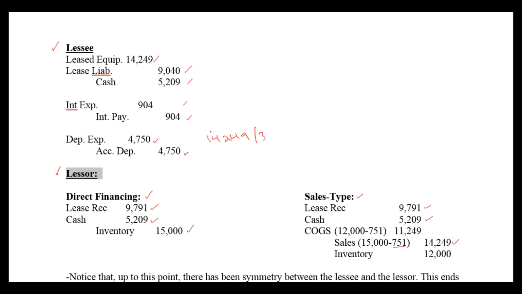So we need to do something to make up for that $751. We have to take the whole $12,000 out of inventory because that amount of inventory is gone. But remember, we didn't sell $751 of it. So we also back that amount out of the cost of goods sold. So in this way, we accommodate the fact that we did not sell the present value of that $1,000 unguaranteed residual value. It reduces both the sale and the cost of goods sold amount.